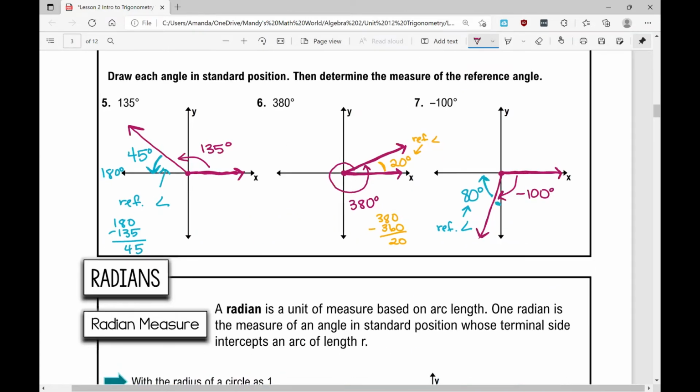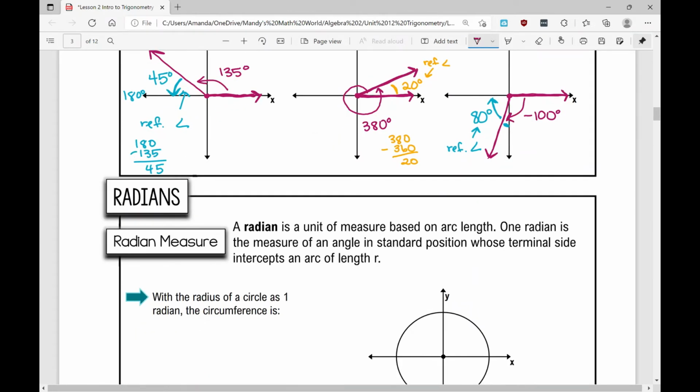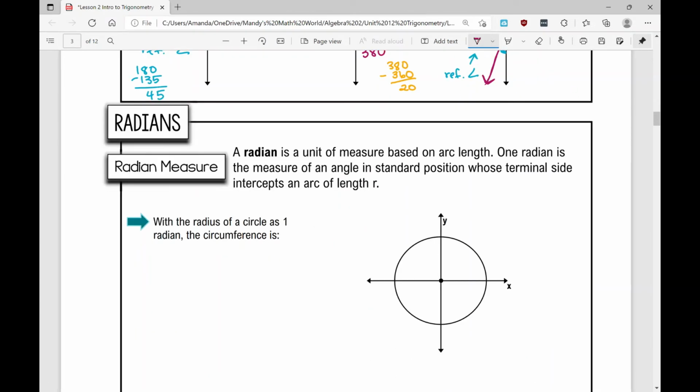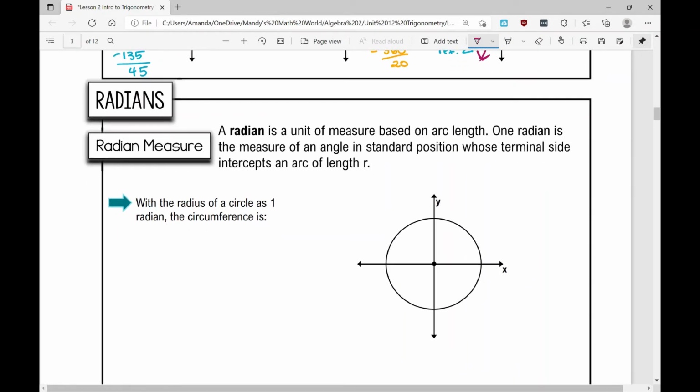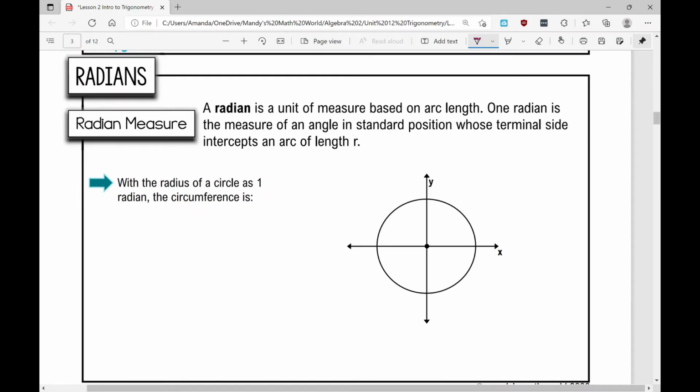So let's move on and talk about radians. This is just an introduction to trigonometry. So we've shown angles in standard position, coterminal angles, reference angles. This is all new vocabulary. And now we're going to talk about radians.